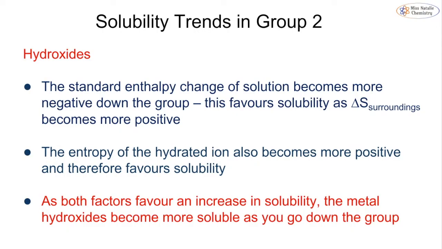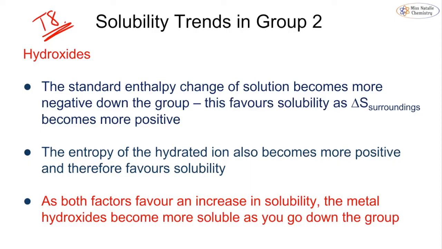Now we can use some of the information that we've learned to explain our solubility trends. You met the trends in solubility back in topic 8, when we were specifically talking about group 2, and you learned the trend in the solubility of the group 2 hydroxides and the sulfates. Now we can explain why this trend exists by using enthalpy values and entropy values.